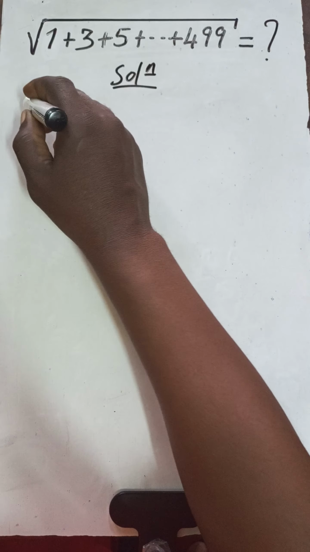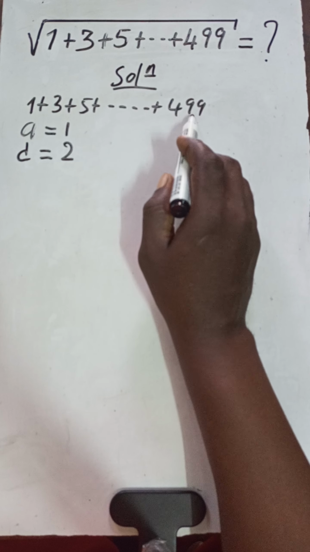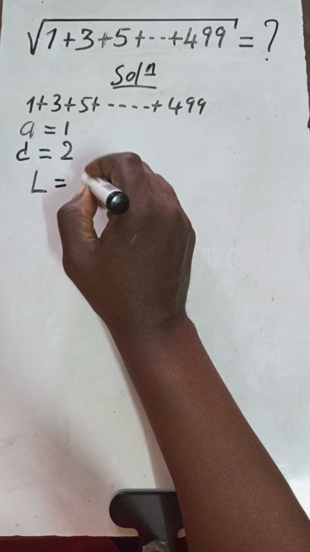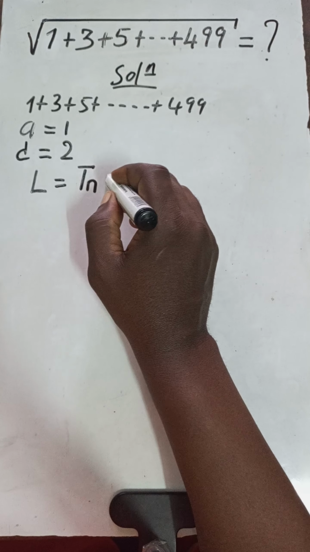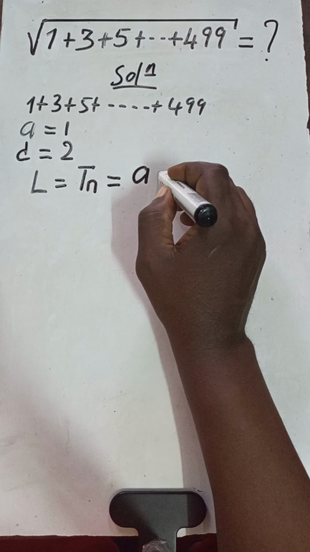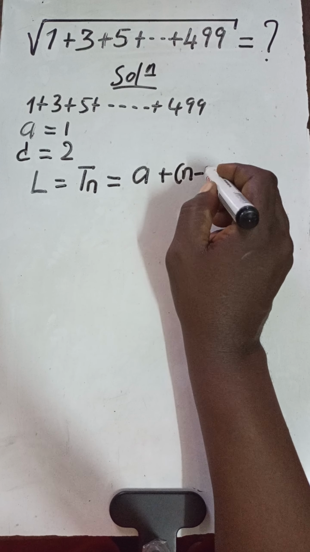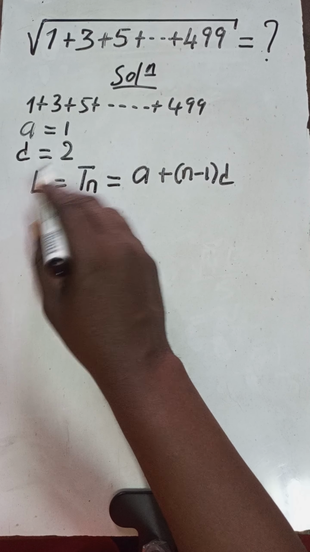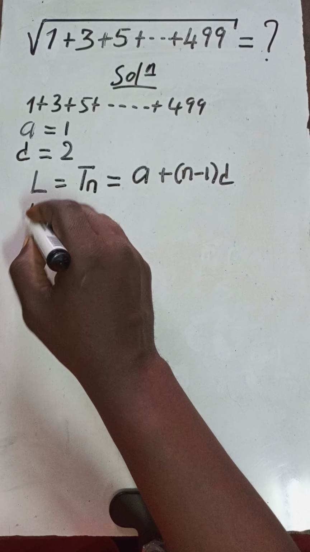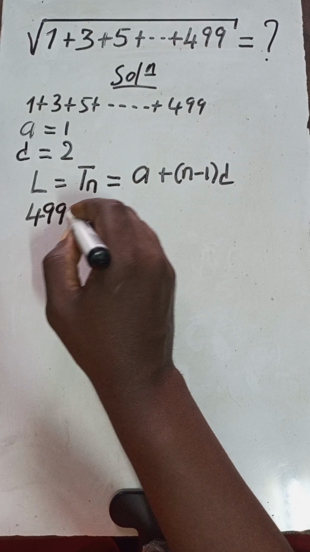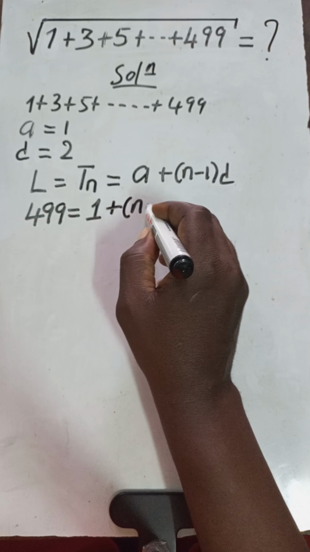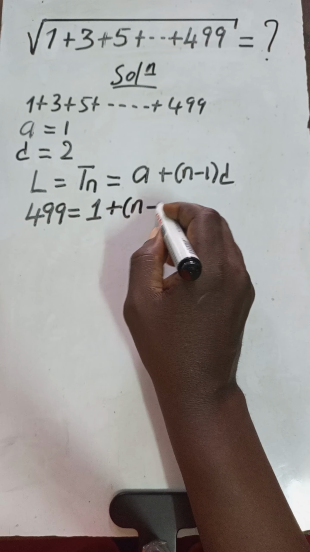Now, this progression is finite because we know the first term and we know the last term. And we know the formula for the last term. The formula for the last term is the same as the formula for the general term, which is the first term plus n minus 1 d. All right. So the last term we know it is 499. So we write 499 is equal to our first term, 1, plus n minus 1. Our common difference is 2.